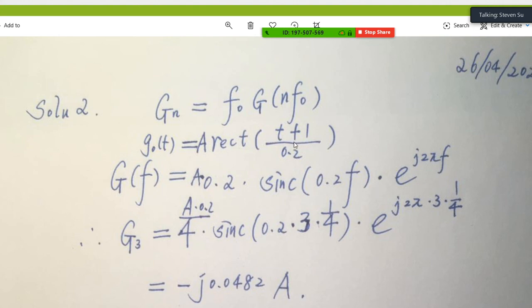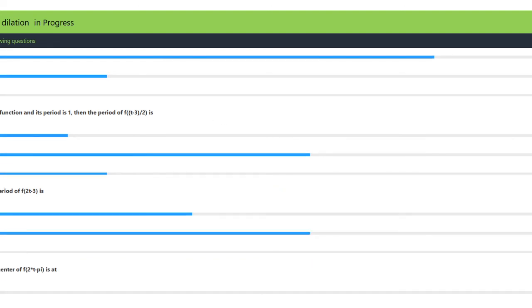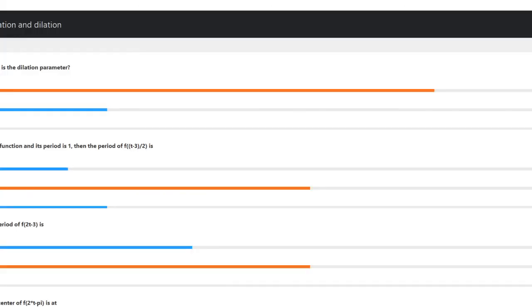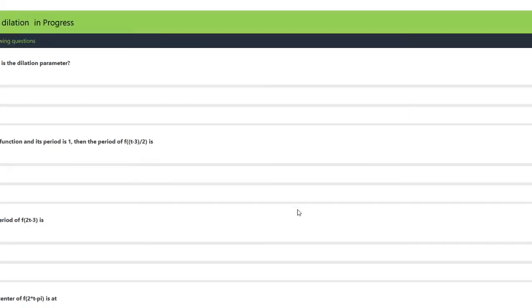So the fundamental thing I still want to emphasize is this format. You still remember the polling function. I will do the polling again to see whether you can get the right result, and then we go to the lab. Will you please quickly finish this one, and then we finish today's lecture.